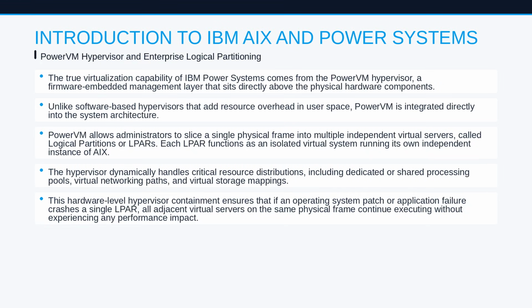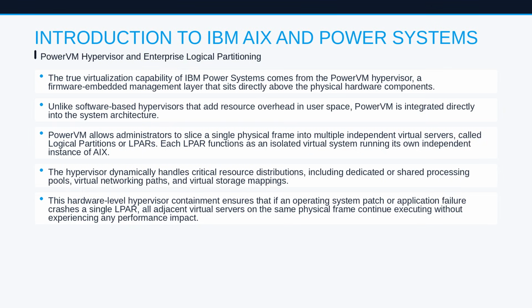The true virtualization capability of IBM Power Systems comes from the PowerVM Hypervisor, a firmware-embedded management layer that sits directly above the physical hardware components. Unlike software-based hypervisors that add resource overhead in user space, PowerVM is integrated directly into the system architecture. PowerVM allows administrators to slice a single physical frame into multiple independent virtual servers, called logical partitions or lpars. Each lpar functions as an isolated virtual system running its own independent instance of AIX.